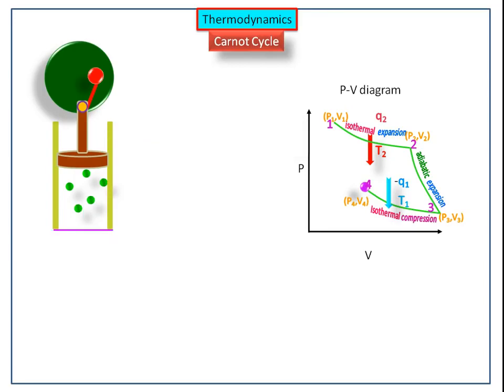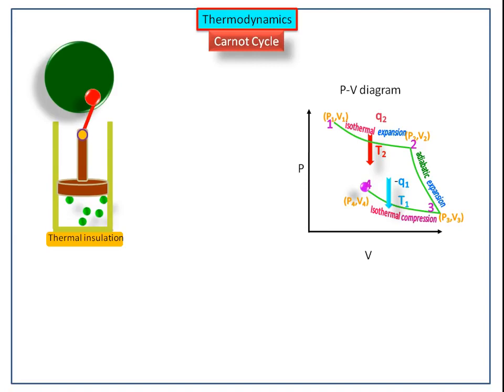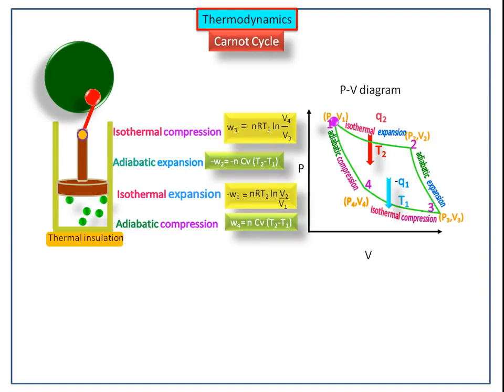Now again the cylinder is thermally insulated. The system undergoes an adiabatic compression, so work is done on the system by the surroundings. The work done is nCV (T2 minus T1). After completing the adiabatic compression, it comes back to its original position. So the process completes one cycle. Now we have all the work done values for the successive processes.